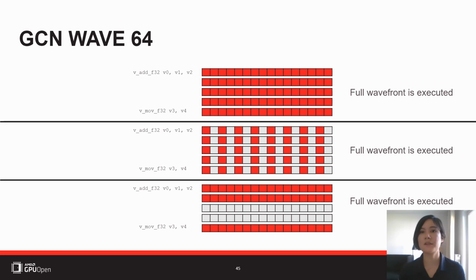We still have to go through all 4 cycles for each instruction, because we can only skip an instruction if the complete wavefront is inactive. But as soon as one thread is active, we have to go through all the 4 cycles. That's just how it works on GCN. So we only benefit from it if all threads are inactive. As soon as one thread is active, we can't skip the instruction, so we don't benefit from this.